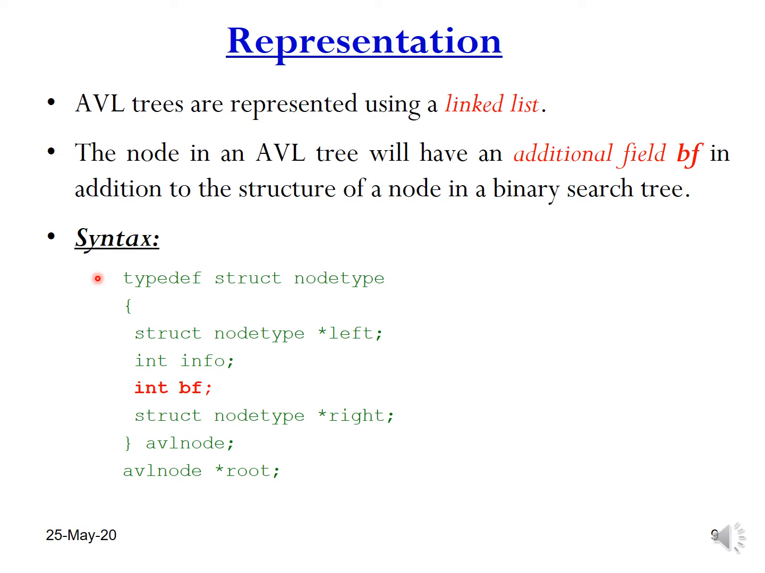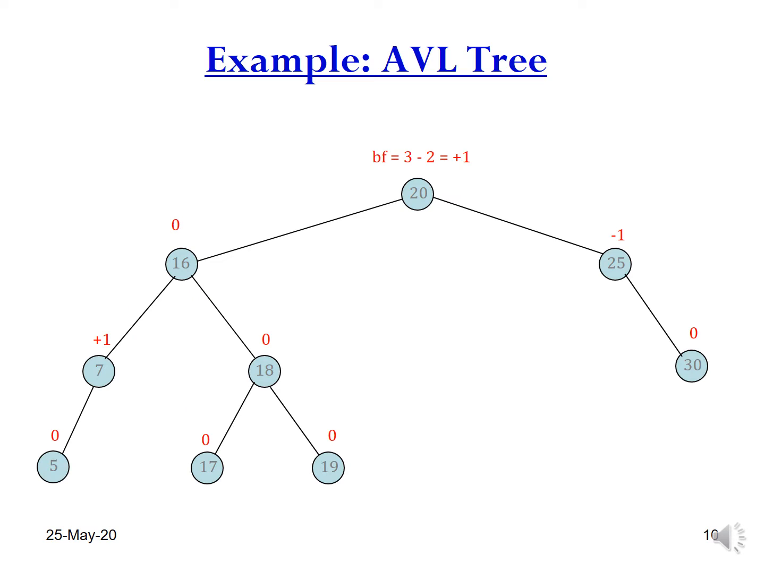So we can use a structure with four variables: two pointer variables and two data type variables. This is the left pointer variable, the info variable, the balance factor variable, and then the right pointer variable of an AVL tree. In this tree we have some nodes like 20, 16, 25, 7, 18, 30, 5, 17, 19. Now we can say this is an example of an AVL tree. So we'll check how this is an AVL tree.